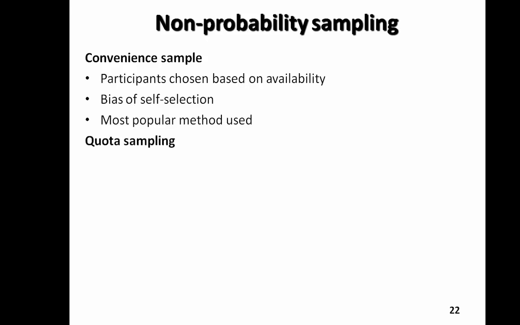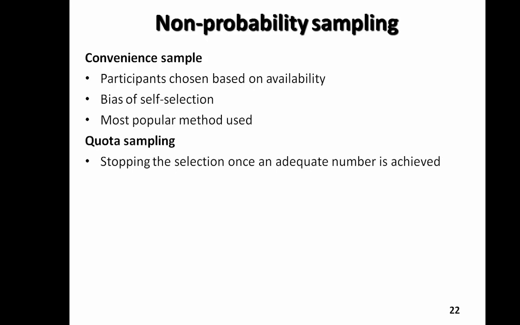Quota sampling uses the same approach as a convenience sample, in that the researchers will stop entering participants into a study once an adequate number is achieved. Very common approach, and oftentimes researchers will predetermine how many participants they wish to enter into their study, and there are statistical methods in order to determine what that number is.